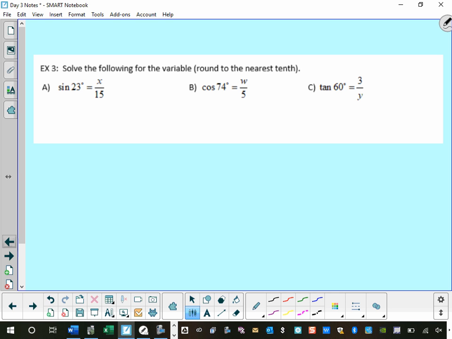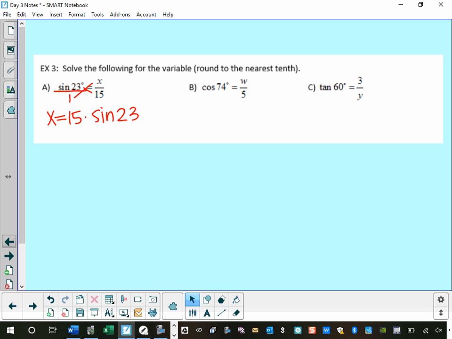Alright, so it says solve the following for the variable. You see that this is sine 23 equals x over 15, right? Let's make this into a proportion. So put that sine of 23 over 1. Diana, how do I solve for x? What can I do? Can we cross multiply? Yeah. Let's cross multiply. So 1 times x equals 1x, and then I have 15 times sine of 23.